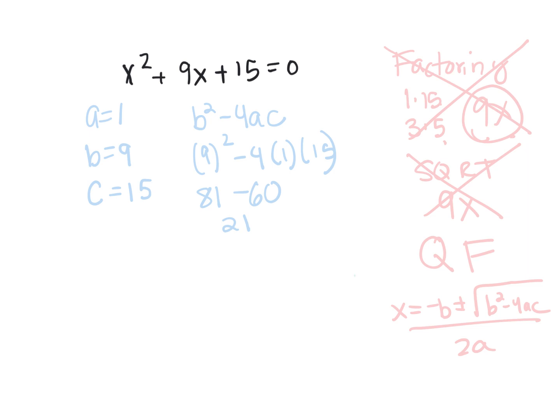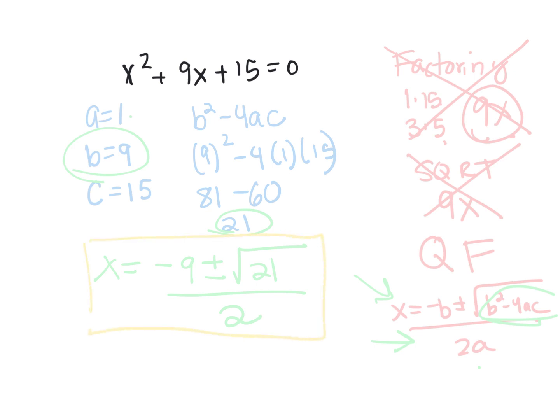And so now I'm substituting into here. I'm going to say x is equal to the opposite of b, negative 9, plus or minus the square root of the discriminant, which I found was 21, over 2 times a, and a is 1, so my answer is 2. Now, that's my answer in radical form, or my exact answer. If I need to, I can get a decimal equivalent, but for right now, this is perfectly fine to leave our answer in this format.